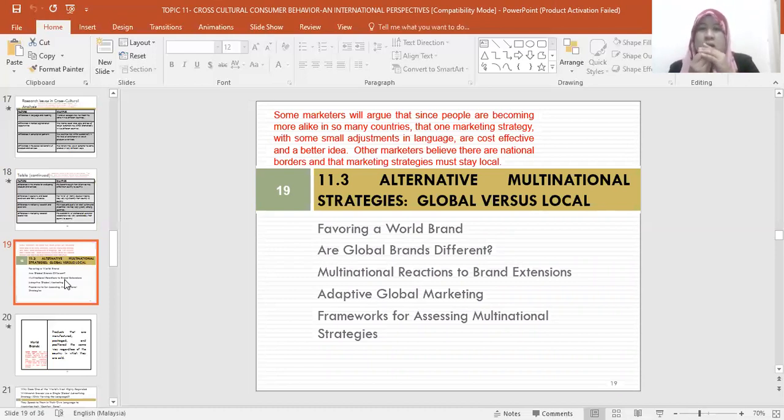As you can see from the red notes, some marketers will argue that since people are becoming more alike in so many countries, one marketing strategy with some small adjustment in language is cost effective and a better idea. Other marketers believe there are national borders and that marketing strategies must stay local. Of course, I believe one.